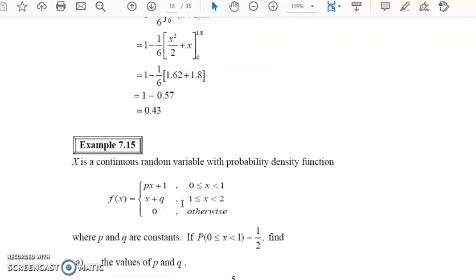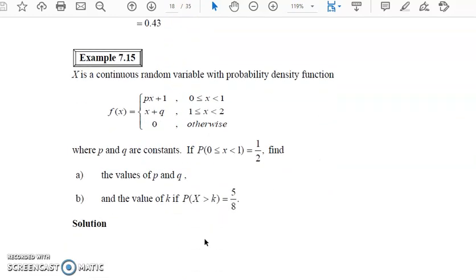Okay, 7.15, it doesn't have a solution and doesn't have an answer, but you may try to do it first. Okay, 7.15, I'm just going to give the answer, which is the value of P will be equal to -1, the value of Q will be equal to -1, the value of K will be equal to 1 over 2. So you may try it first.